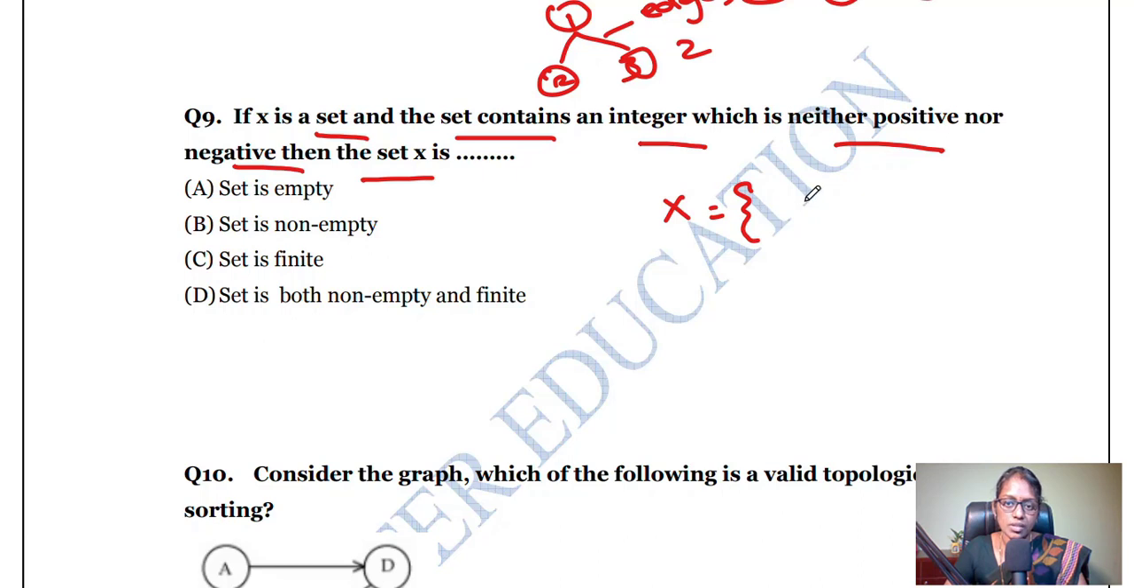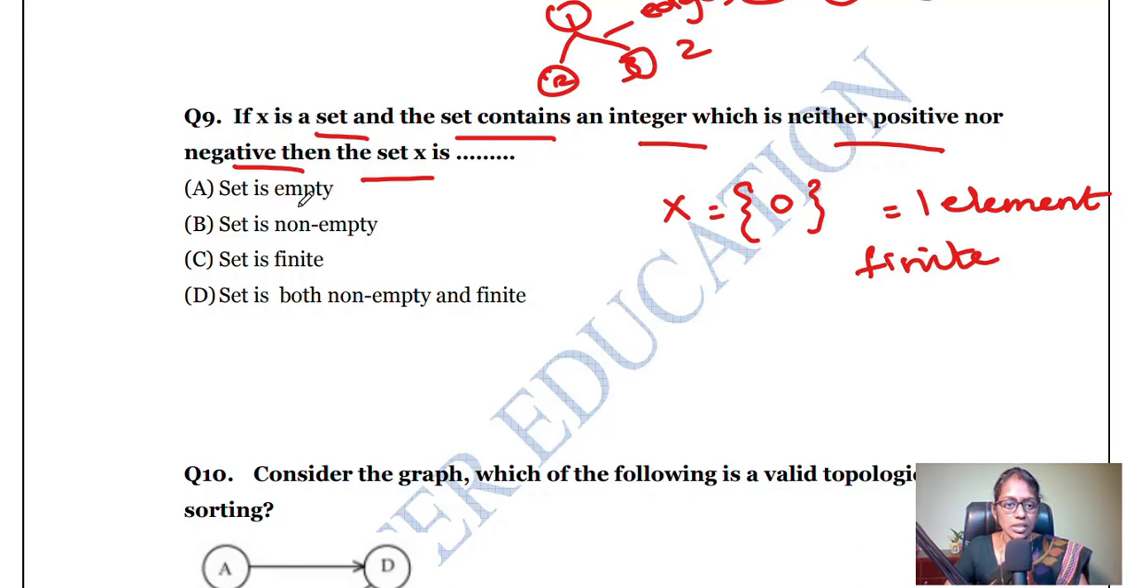So what such a number is? It is nothing but 0. 0 is neither positive nor negative. Okay, so now the set X contains 0, that is one element. So it contains one element, so it is called as finite, a finite number of elements. If you are able to count the number of elements in a particular set, then it is called as finite.